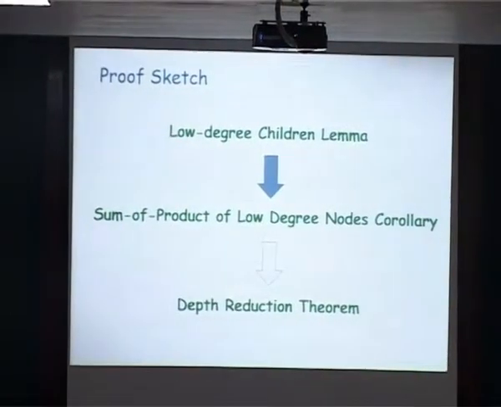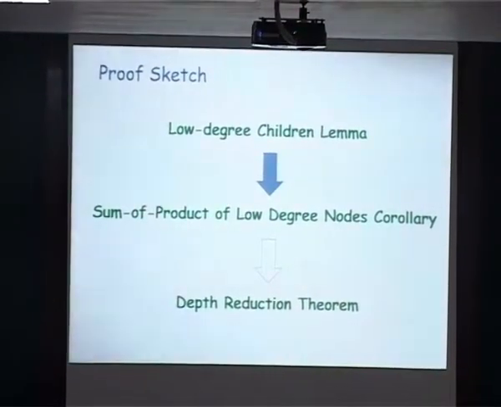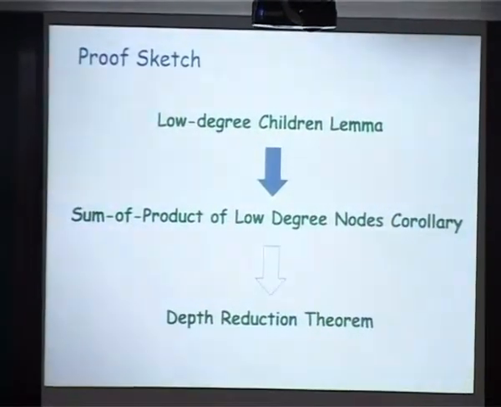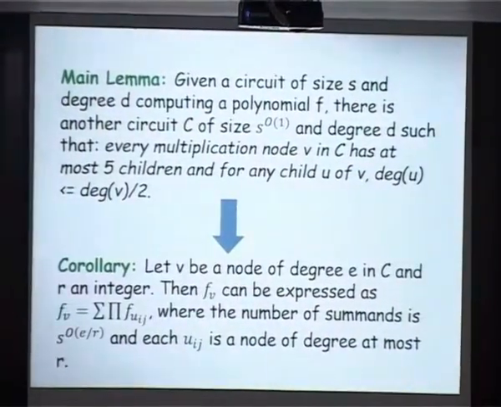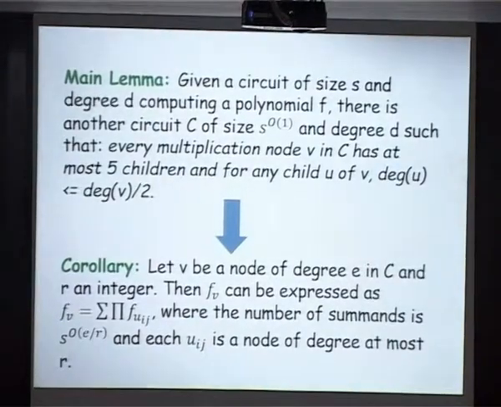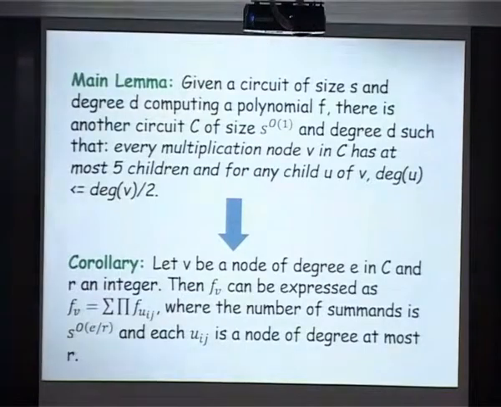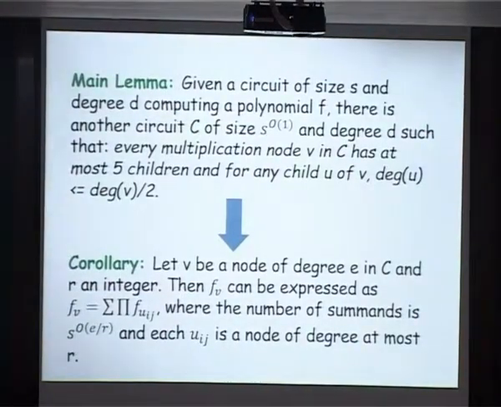Okay, so let's see why having low degree children is useful. Now we want to prove this implication, that the main lemma implies this corollary. Just give you a moment to digest the statement here.